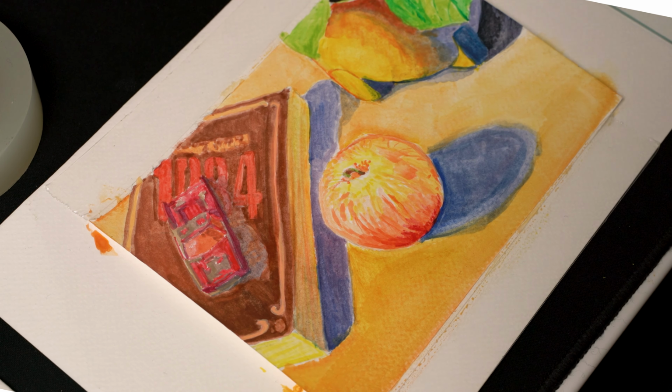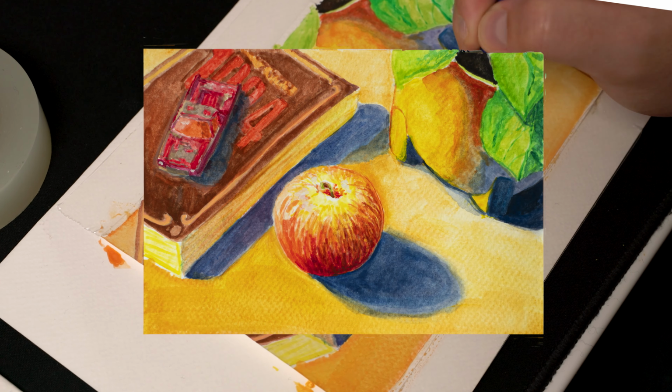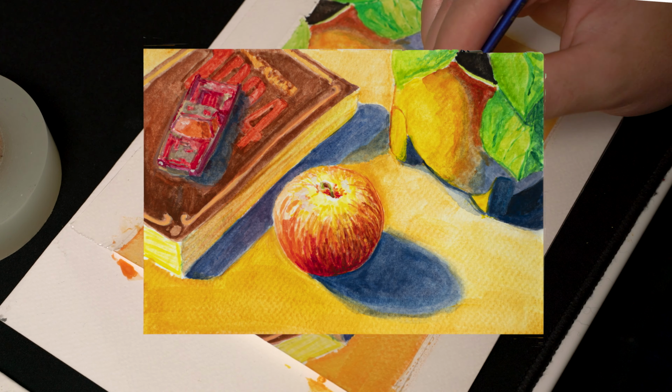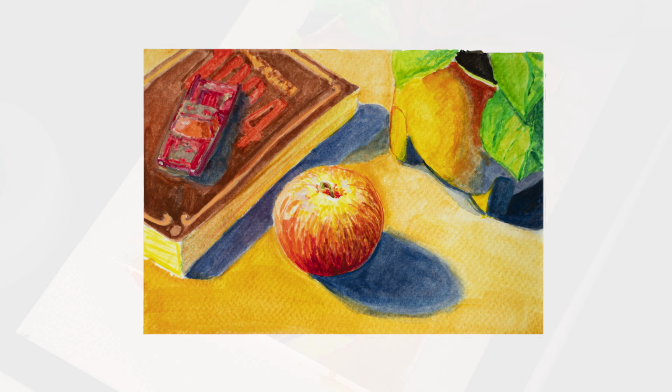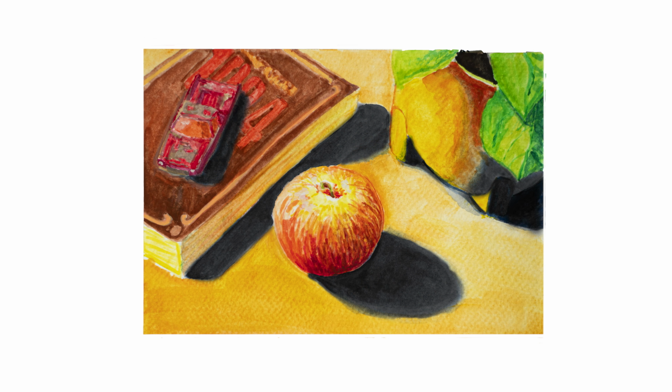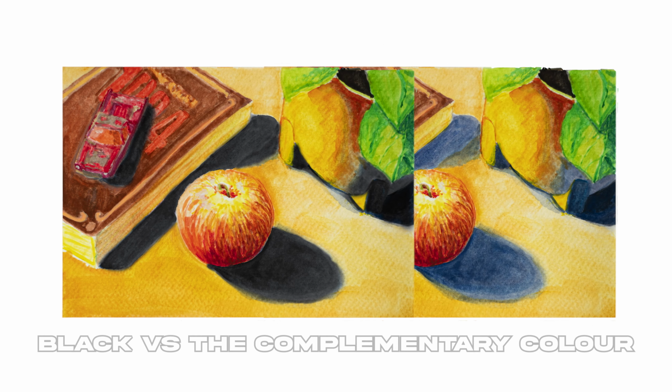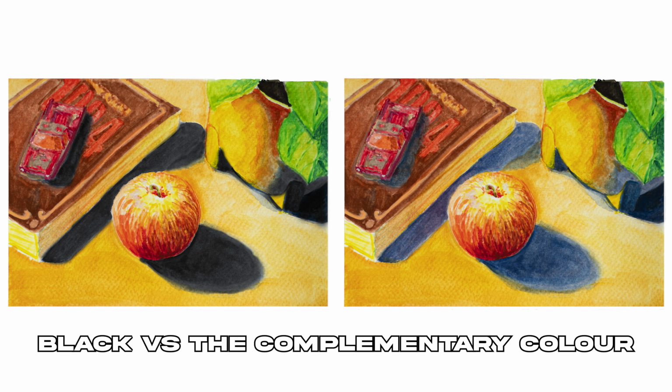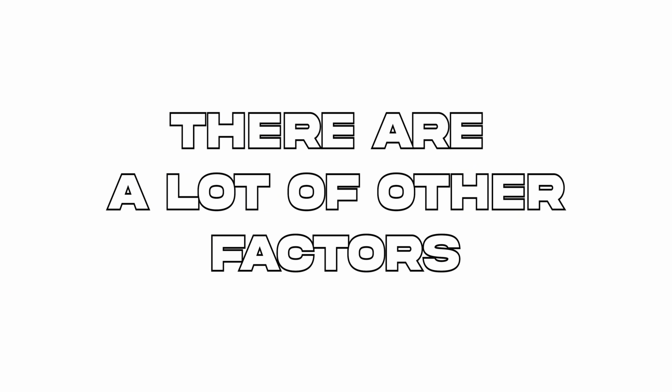Taking this very classical scene here of an apple with a colorful light on it and ambient lighting around, you can see how if I make this shadow black versus the complementary color, how much more natural and realistic it looks using the complementary color. It is important to note that this isn't always the case. There are a lot of other factors that influence the color of a shadow.